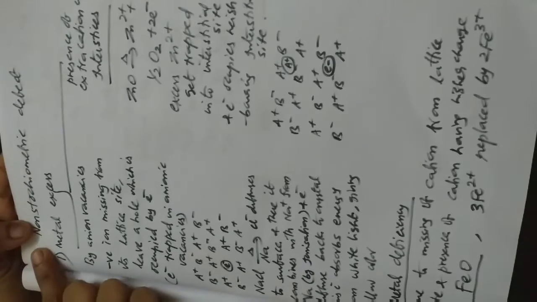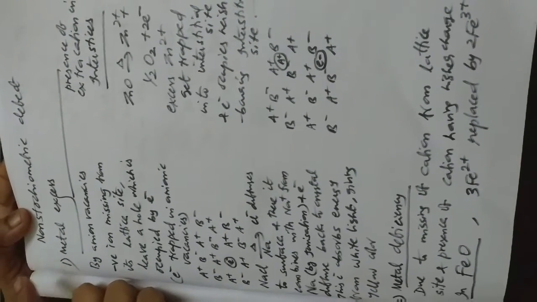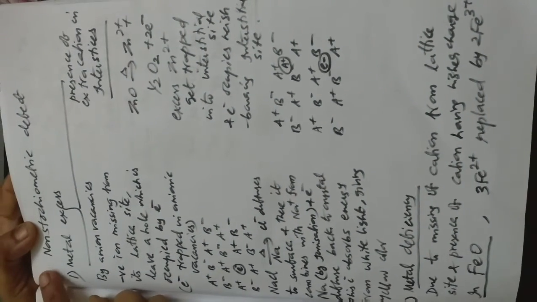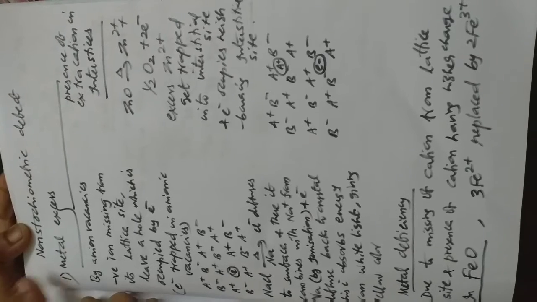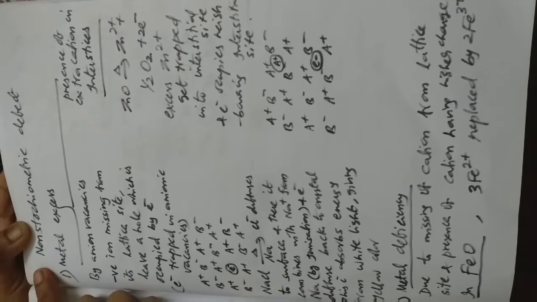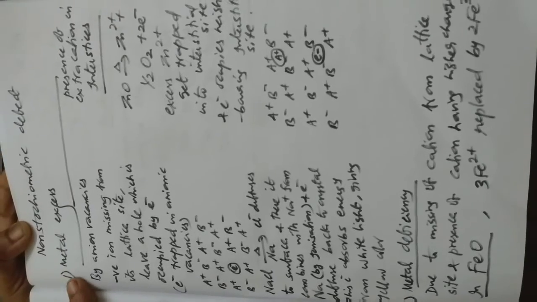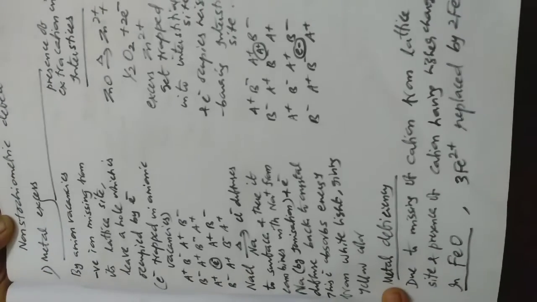Now coming to the non-stoichiometric defect. Non-stoichiometric defect means the stoichiometry of the compound is disturbed. A non-stoichiometric compound means the number of cations and anions are not the same as indicated in the chemical formula of the compound. That defect we call non-stoichiometric defect. Two types of non-stoichiometric defects are there: one is metal excess defect, another is metal deficient defect. Metal excess, when the metal will be in excess.